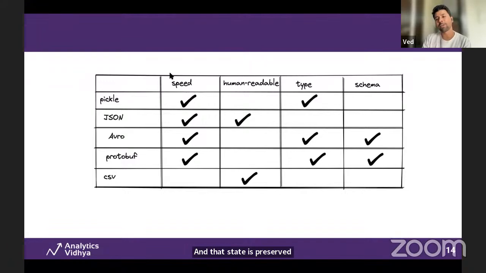Now we can evaluate multiple different types of serialization formats, and you can have a look at the table to see which format is good. Pickle is really good in speed and type, but human readability is lost. It doesn't store the schema as well. JSON has high speed and is human readable as well, but doesn't store the type information. Then similarly, there are Avro, protobuf, and CSV we talked about. CSV is basically human readable, but it doesn't give the speed or type or any schema-based information.